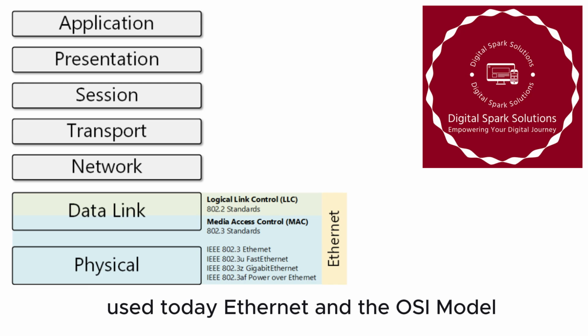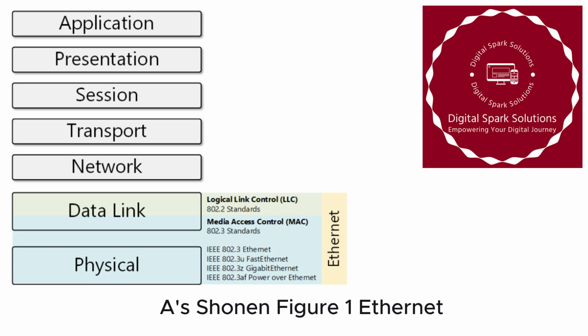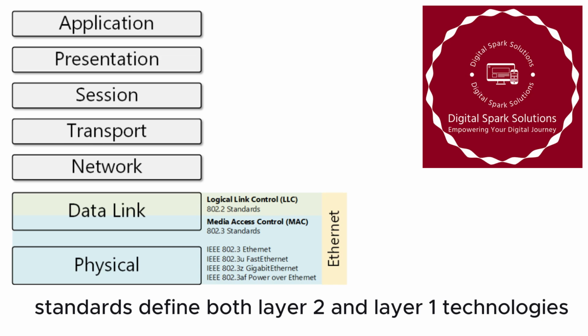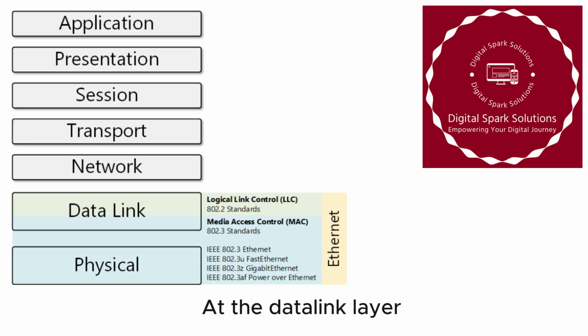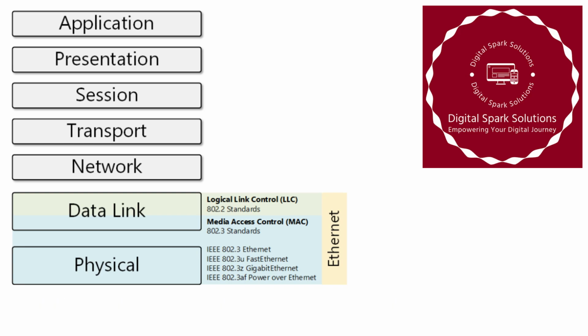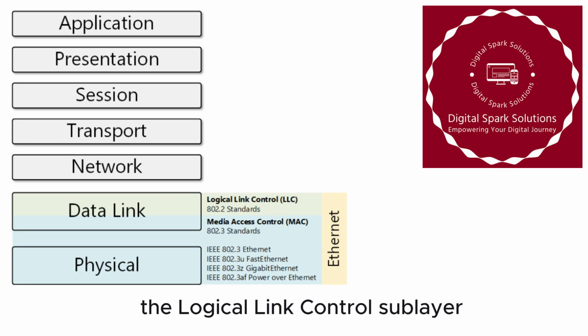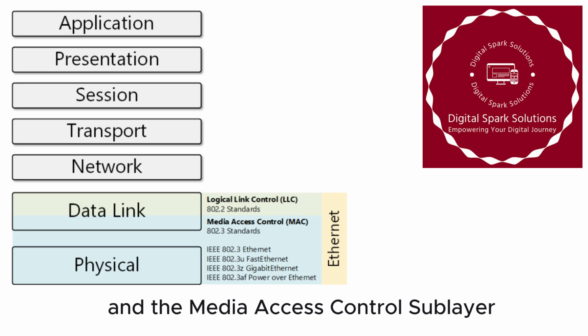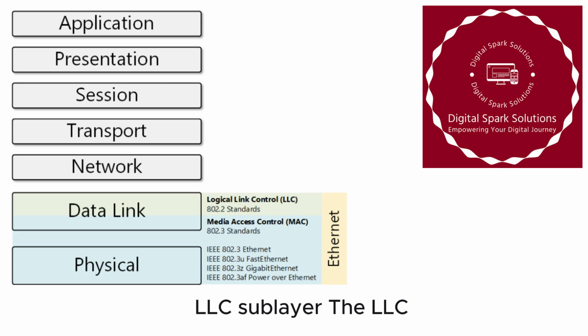Ethernet and the OSI model. As shown in Figure 1, Ethernet standards define both Layer 2 and Layer 1 technologies. At the data link layer, Ethernet relies on two separate sublayers to operate: the logical link control sublayer and the media access control sublayer.